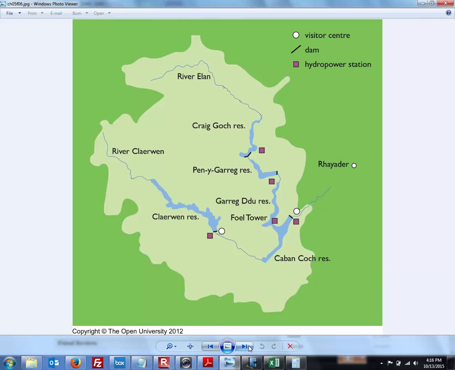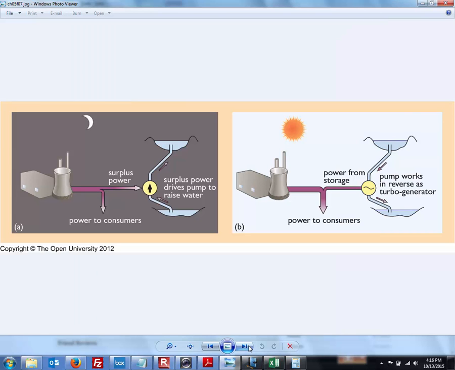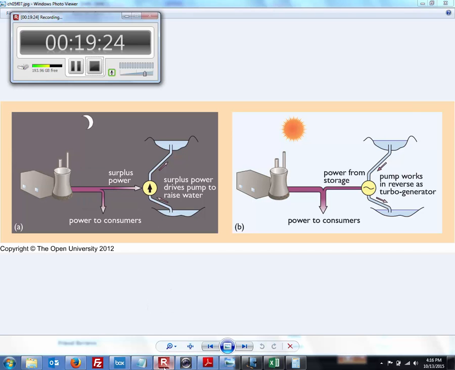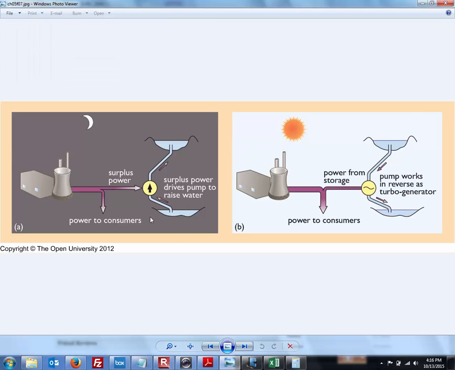What's next? Well, let's go ahead and move on to 5.5. Here's an example of a pump storage facility. And I think I'll just keep going for another 15 minutes. We'll just get as far as we can in the chapter.